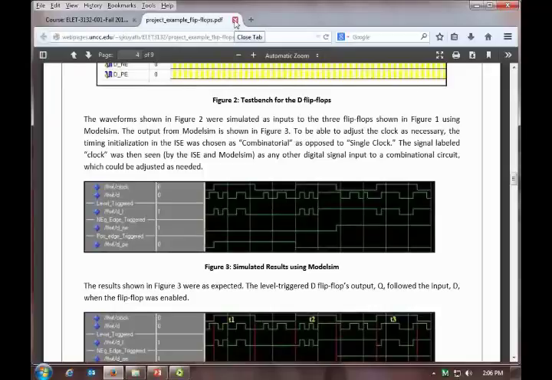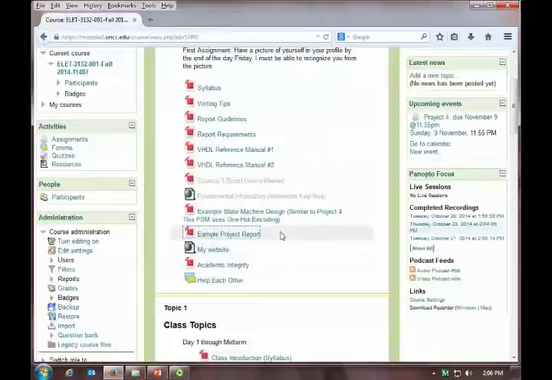And lab says that we want the VHDL listing. Do you want us to put the VHDL code? Yeah. You can do that as a text file instead of an image.